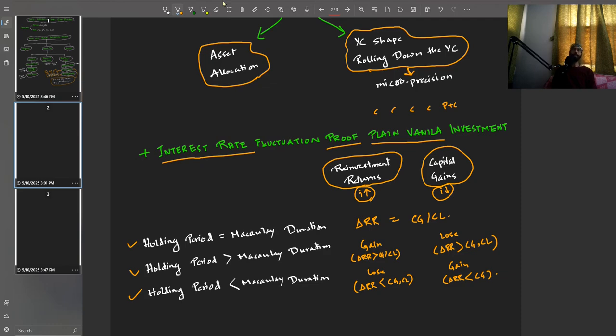So this is how it plays out. And if you want to balance both, you do not want to benefit either from capital gains or from reinvestment returns, keep your holding period equal to the Macaulay duration. And here the assumption is very important. Remember, it is plain vanilla investment. You are looking at a fixed income instrument without any embedded options or convertibility or warrant, etc.